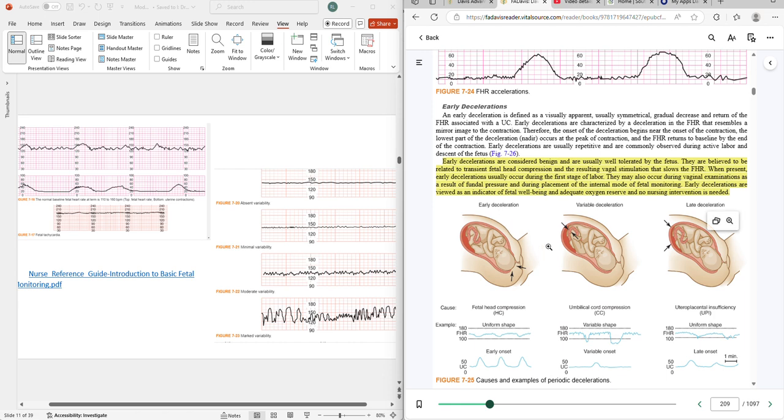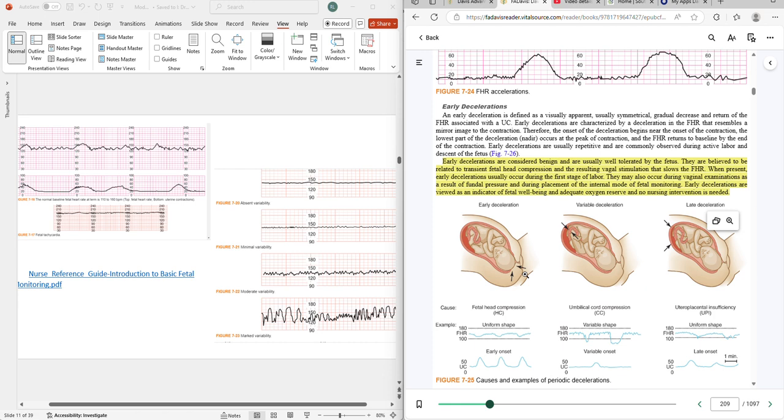I'll give you a sheet that's called VEAL CHOP as well. The V in VEAL lines up with the C in CHOP. So that means variable is cord compression, and we'll go through that. The E, early, is head compression. So a lot of times with earlies, we'll see fetal descent. The baby, the fetus is coming down into the pelvic area, okay?